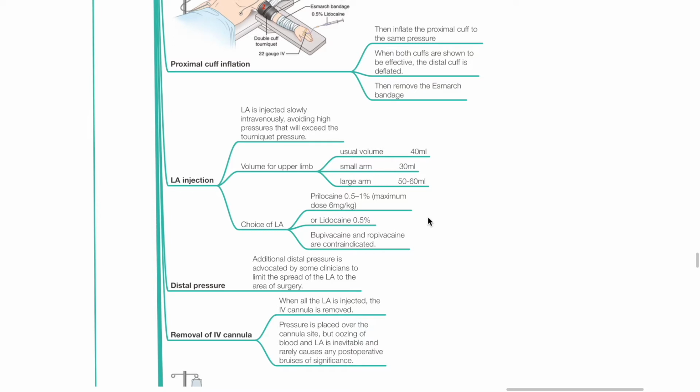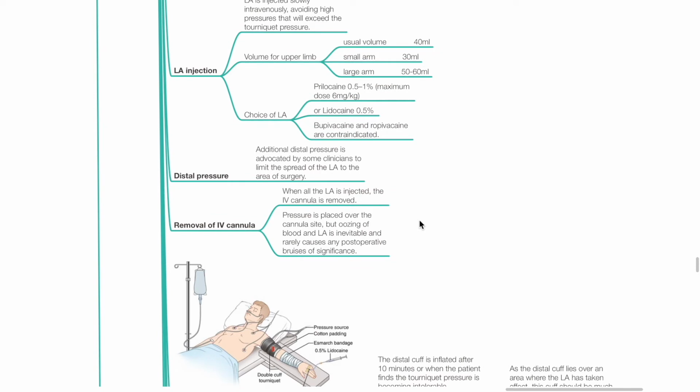Volume for upper limb: the usual volume is 40 ml, for a small arm 30 ml, for a large arm 50 to 60 ml. Choice of LA includes prilocaine 0.5 to 1%, maximum dose 6 mg per kg, or lidocaine 0.5%. Bupivacaine and ropivacaine are contraindicated. Additional distal pressure is advocated by some clinicians to limit the spread of LA to the area of surgery. When all LA is injected, the IV cannula is removed and pressure is placed over the cannula site.